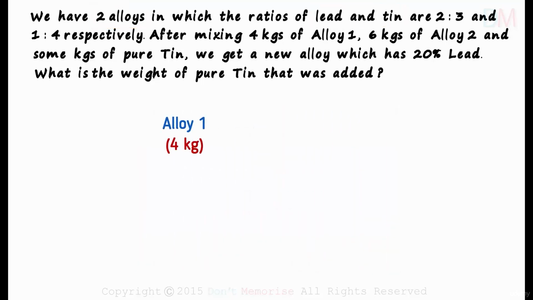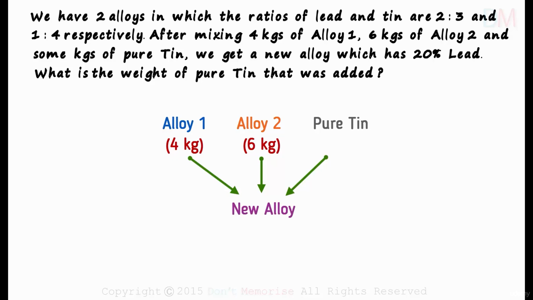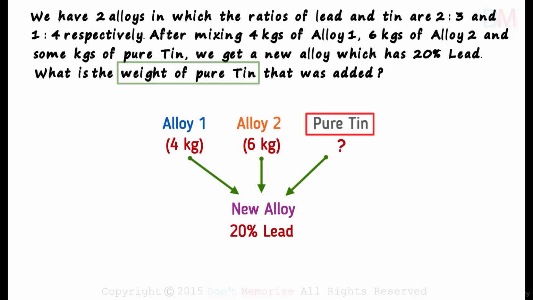We mix 4 kilograms of alloy 1, 6 kilograms of alloy 2 and some kilograms of pure tin. We are not told how many kilograms of tin we are mixing. And after this mixing, we get a new alloy which has 20% lead. And guess what we're asked for? You guessed right. We are asked for the weight of pure tin that was added.